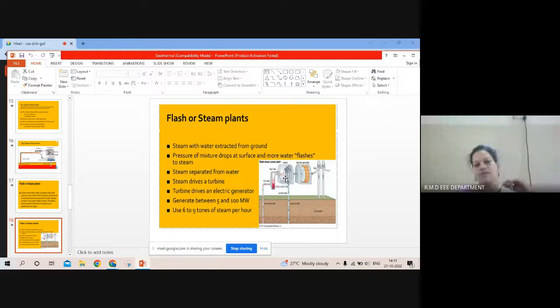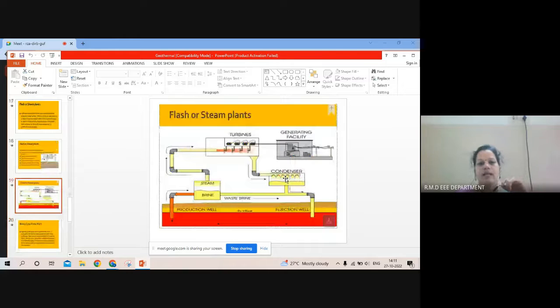First, steam with water is extracted from the ground, and due to the pressure drop at the surface, we get a flash of steam. Then, with the help of the separator, the steam is separated from the water. The steam finally drives a turbine. The turbine drives an electrical generator, which has a capacity to produce about 500 megawatts.